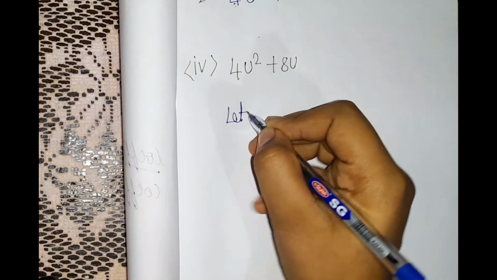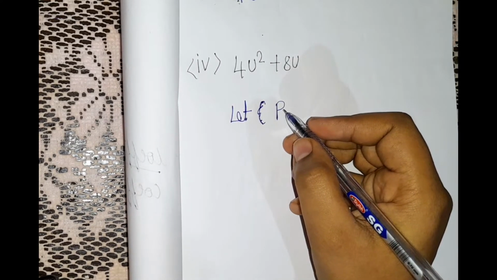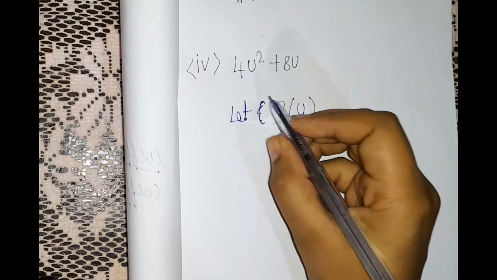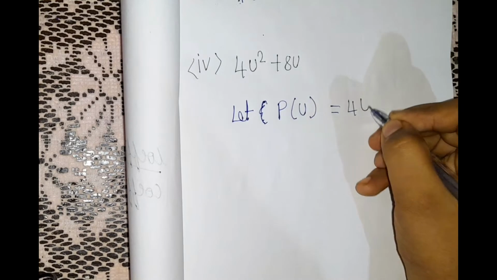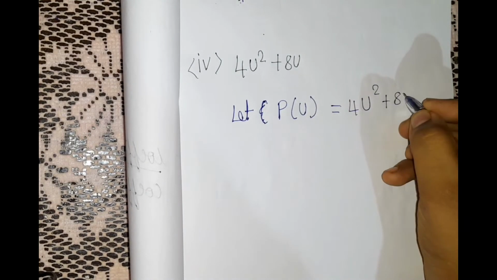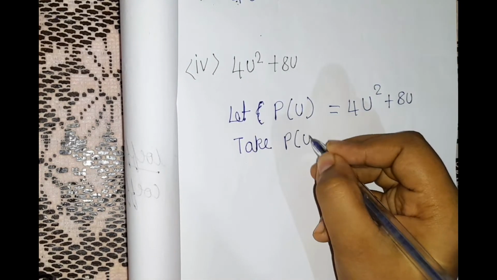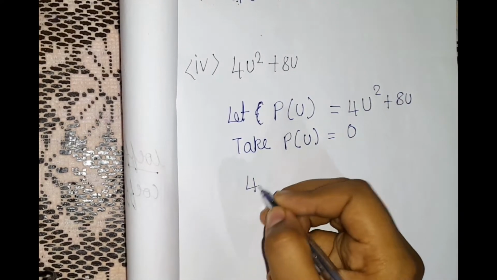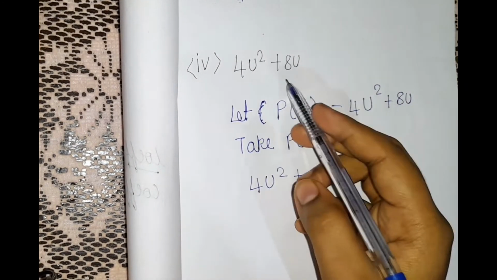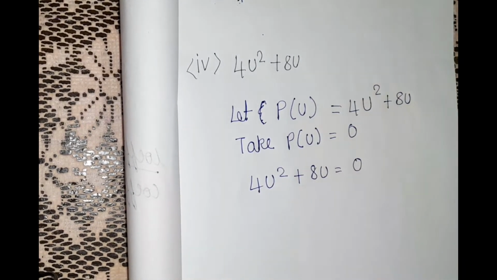First of all, let me write let p of u, because here in the question u is the variable, is equal to the question, that is 4u square plus 8u. So take p of u is equal to 0. Now let us write the question as it is, that is 4u square plus 8u, and now let's write is equal to 0.